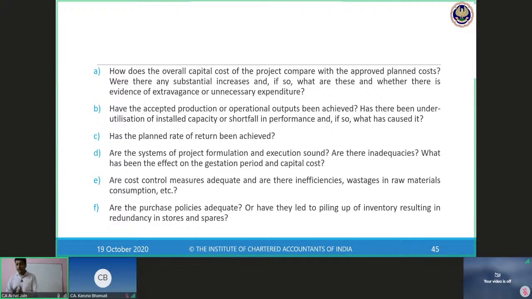Has the planned rate of return been achieved? Are the systems of project formulation and execution sound? Are there inadequacies? What has been the effect on the gestation period and the capital cost? Are the cost control measures adequate? And are there inefficiencies, wastages in raw material consumption, etc.? Are the purchase policies adequate, or have they led to piling up of inventory resulting in redundancy in stores and spares?